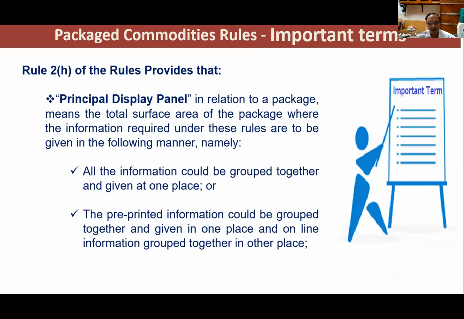The information could be grouped together and may be given at one place, and the pre-printed information may be given at one place, and the online information can be given at another place. So if all the information is pre-printed, it has to be given at one place. And if the information is pre-printed and online, then it can be given at two places. At one place it is pre-printed, and at the other place it may be online.